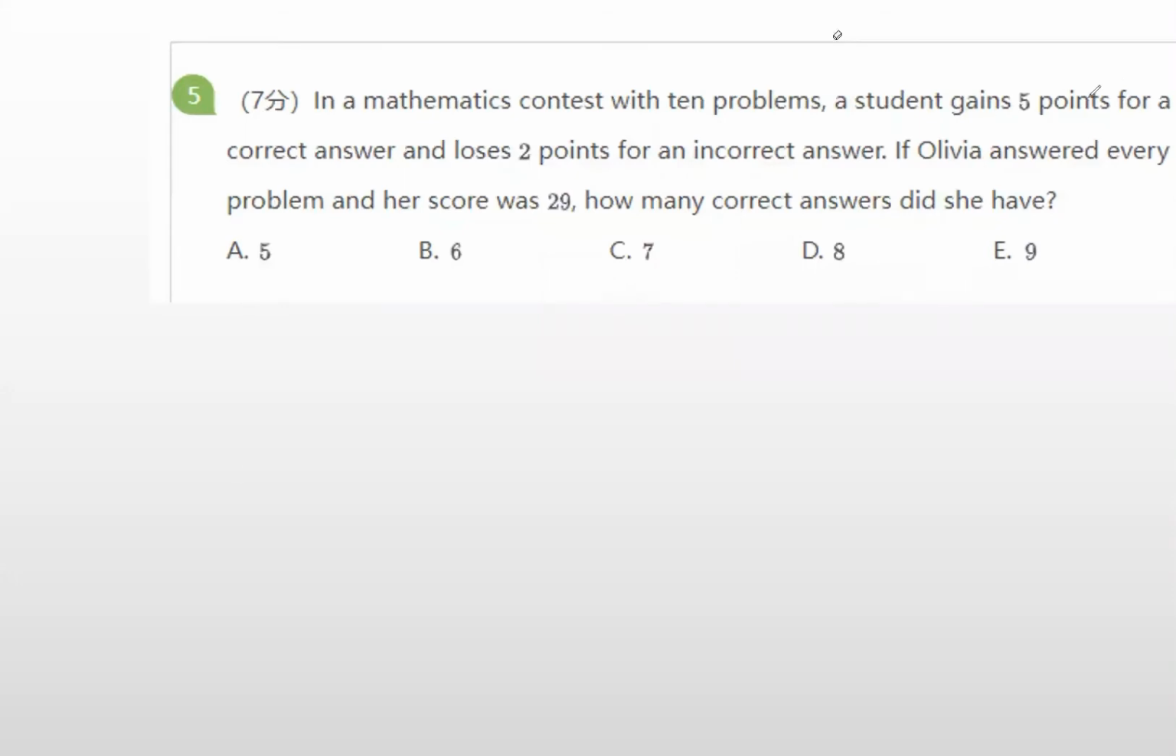So here, the number of correct answers we're going to write as X, the number of incorrect answers as Y. So that's going to be 5 times X, that's all the points from correct answers. And we have minus 2Y, so for every incorrect answer she's going to lose 2 marks. And she scored 29 for it.